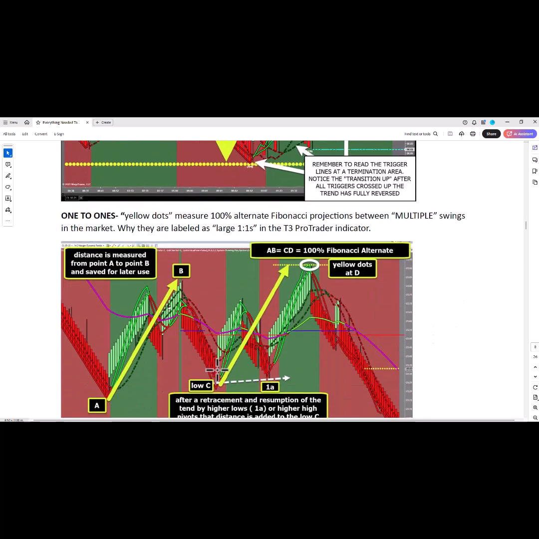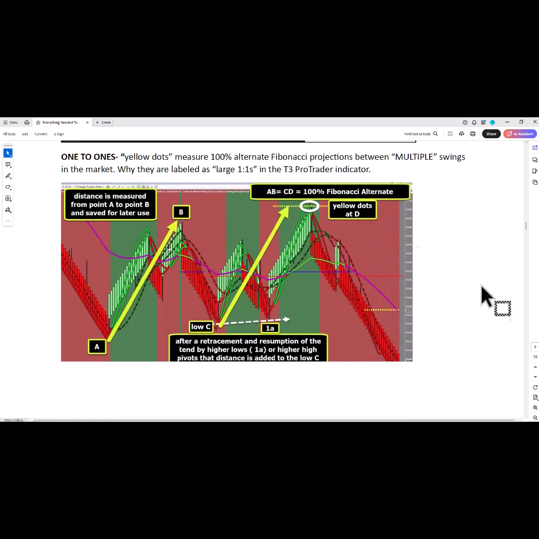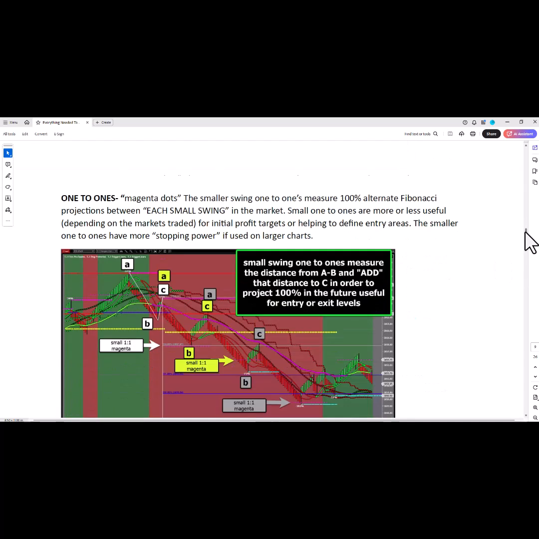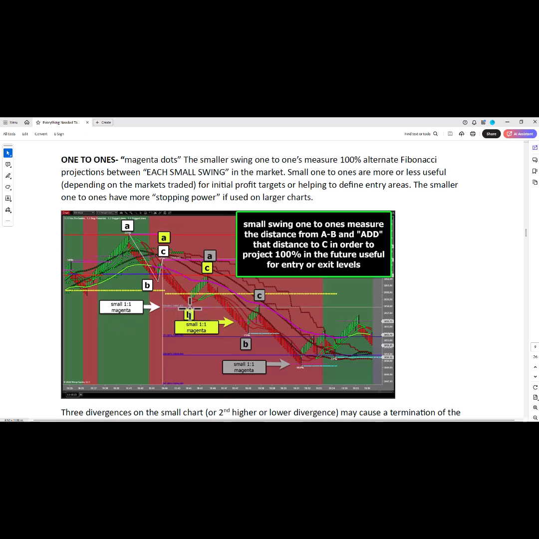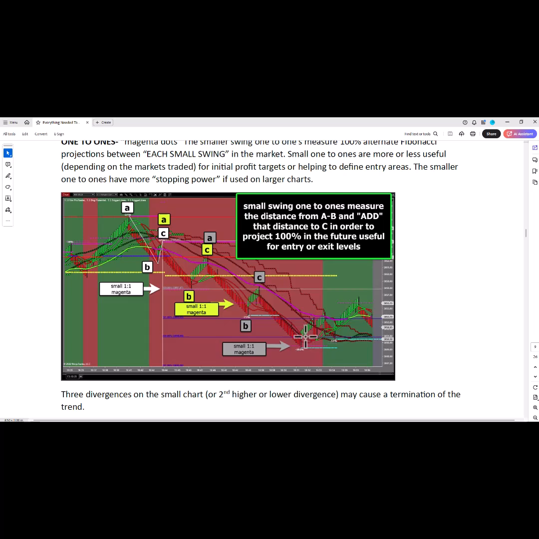The small one to ones, large one to ones, they're all kind of the same thing. Small one to ones don't make that much of a difference in the world. They're good first profit targets. They may be good for targets at the edge of fibs. But don't get too wrapped up in the small one to ones, especially on crude or S&P. You can take some money there, but they don't always reverse the market as well as a big one to one.